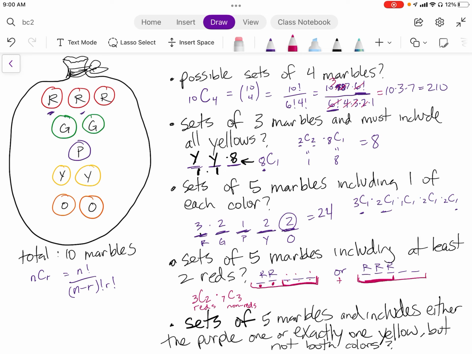Seven, so using a calculator, you could just compute all of it at once, but 3 choose 2 is the same as 3 choose 1, so we get 3. And then 7 choose 3, plug that in and you get 35. All right, that's the first set.